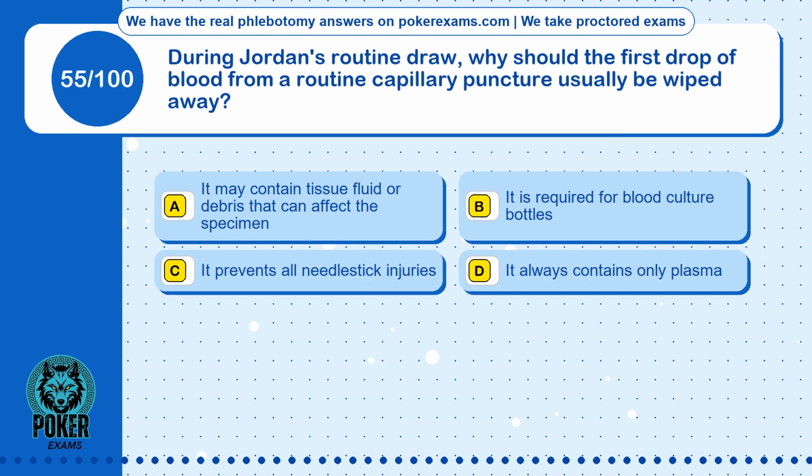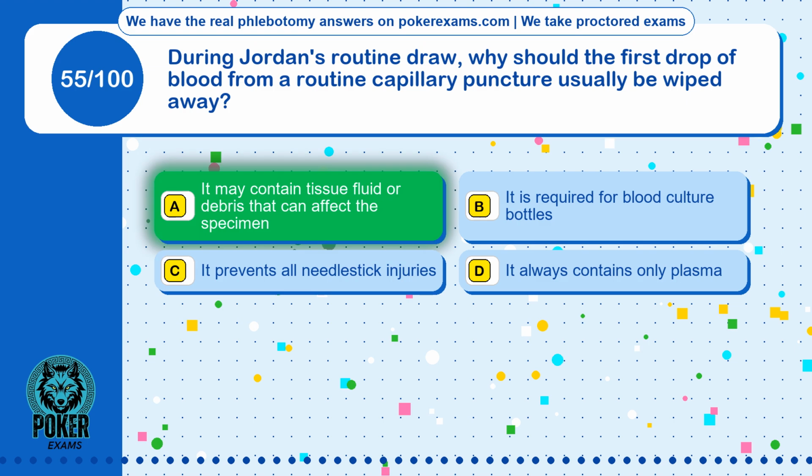Question 55. During Jordan's routine draw, why should the first drop of blood from a routine capillary puncture usually be wiped away? Option A. It may contain tissue fluid or debris that can affect the specimen. Option B. It is required for blood culture bottles. Option C. It prevents all needle stick injuries. Option D. It always contains only plasma.